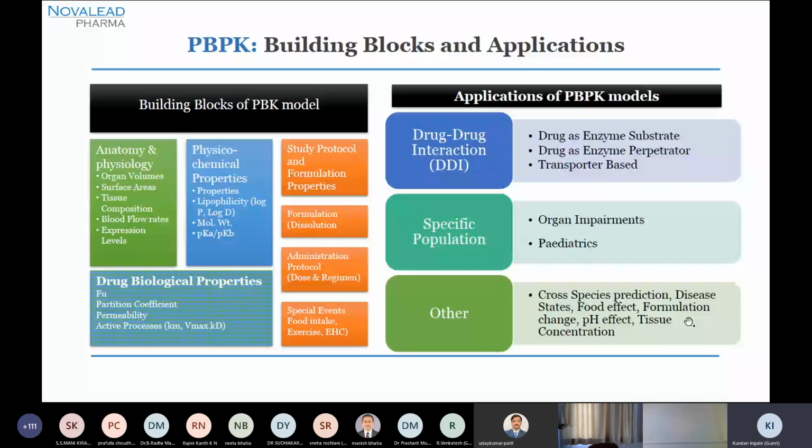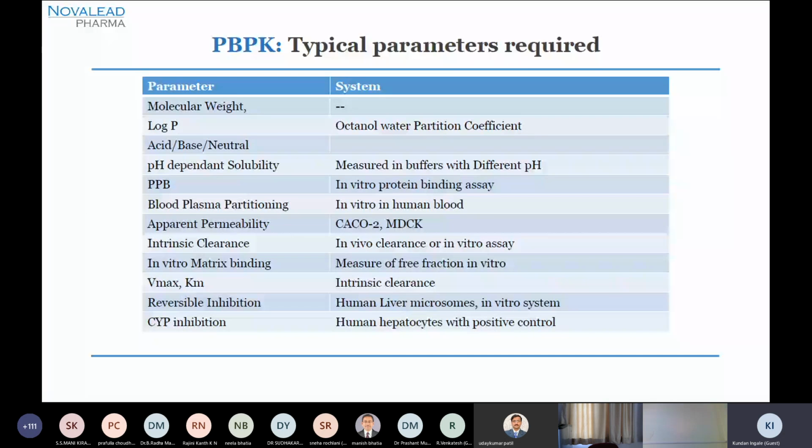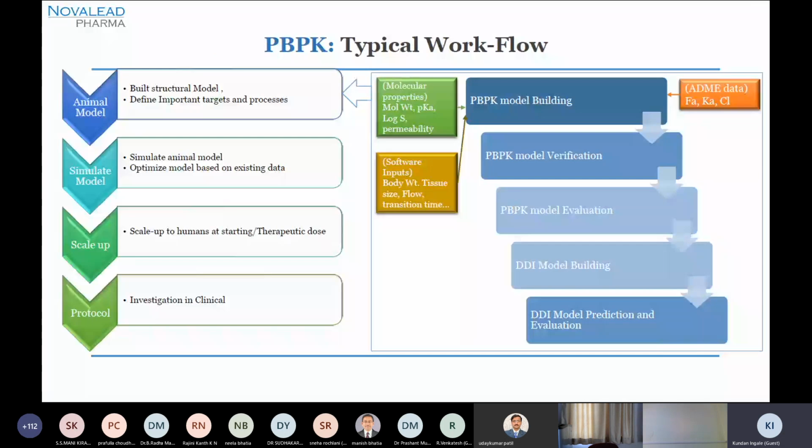Now, some typical parameters which are required, which we have already seen, I guess. So molecular weight, the log P value, whether your drug molecule is acid, base, or neutral, what is its pH dependent solubility, what is its plasma protein binding, what is its blood plasma partitioning, apparent permeability, intrinsic clearance, in vitro matrix binding, then the Vmax, Km, reversible inhibition, CYP inhibition. All these parameters are typically required to generate a PBPK model, and that is why we have been saying that it is a slightly data extensive model, so you require sufficient amount of data points to build up a model.